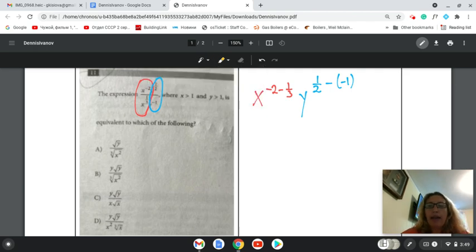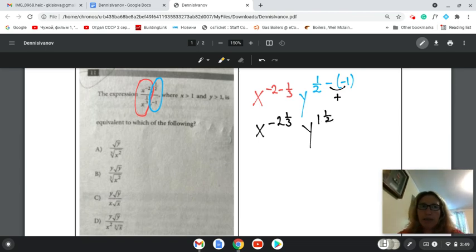So x becomes x to the exponent negative 2 and 1/3. Y becomes y to the exponent 1/2 minus negative 1. The negative and negative will become a positive, so we have 1.5. And of course, I can't keep the exponents as mixed numbers. I have to convert them to improper fractions.